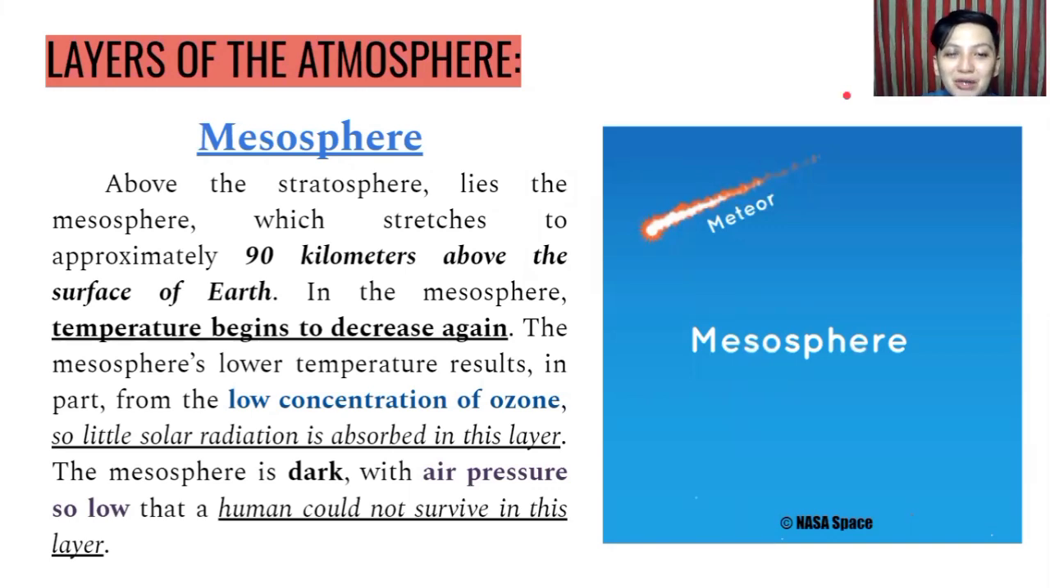The mesosphere's lower temperature results in part from the low concentration of ozone. So wala na siya sa ozone layer kaya yung UV radiation is a little bit lesser na, okay? Or lower na at this point. So little solar radiation is absorbed in this layer like what I have said a while ago. The mesosphere is dark with air pressure so low that a human could not survive in this layer.